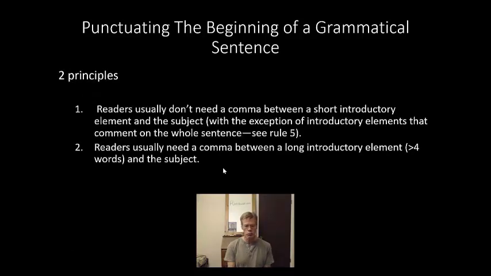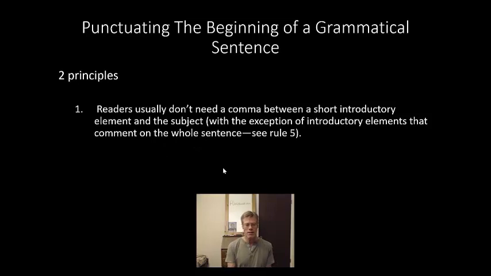Okay, here are our two principles. 1, readers usually don't need a comma between a short introductory element and the subject, with the exception of introductory elements that comment on the whole sentence, see Rule 5 that we just looked at. And 2, readers usually need a comma between a long introductory element, greater than about 4 words, and the subject. So principles differ from rules in that they're violable. These aren't going to get you accused of being ungrammatical. These are just guides to help readers to understand your writing. If you follow these, it's going to be easier on your readers to understand your sentences.